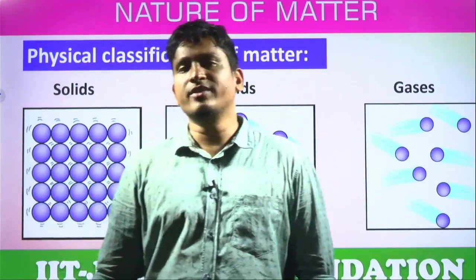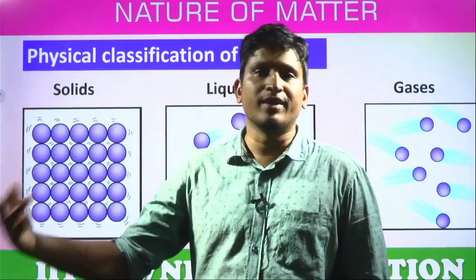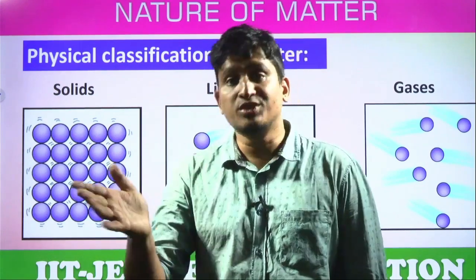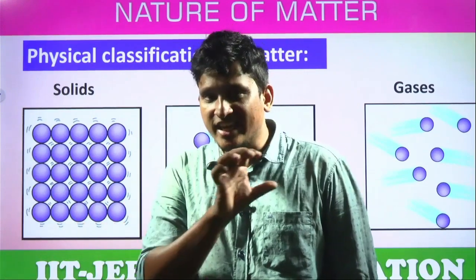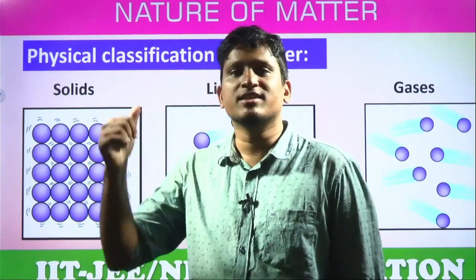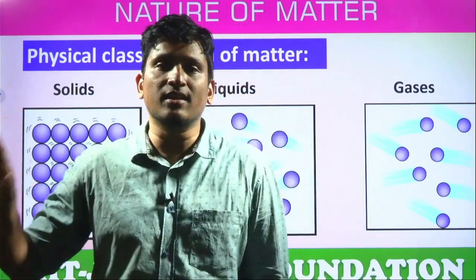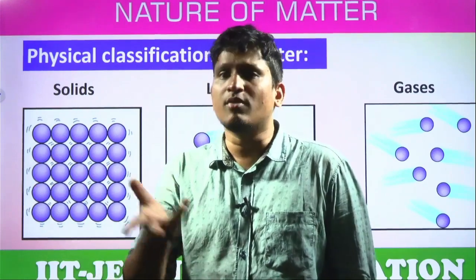What is the solid form of H2O? Ice. What is the liquid? Water. What is the gas? Water vapor. What is the formula of water? H2O. What is the formula of ice? H2O. What is the formula of water vapor? H2O only. Understood? Is there any change in the formula? That's why it comes under physical classification. That means under this physical classification, the substance is the same. Then sir, what is the difference?